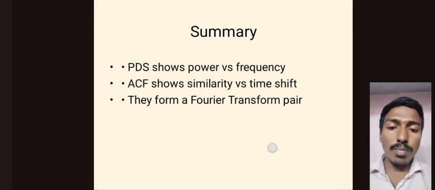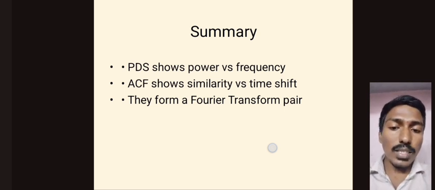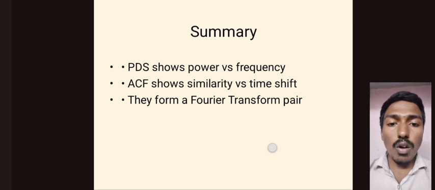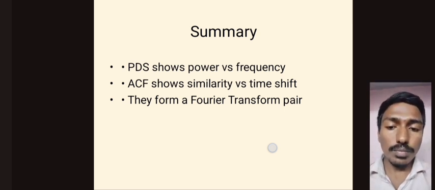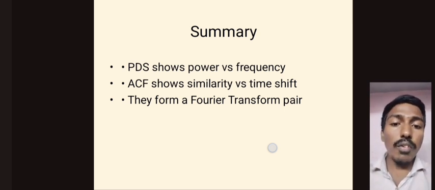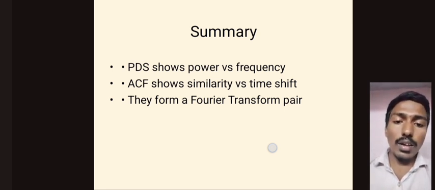The PSD is power versus frequency. In this PSD you observe how power and frequency are distributed. In ACF, it is similarity versus time shift, how similar the two signals are. Time shift means either to the left side or the right side. They are Fourier transform pairs. What are Fourier transform pairs? Sxx of omega and Rxx of tau are Fourier transforms of each other, so if we have one, we can find the other.